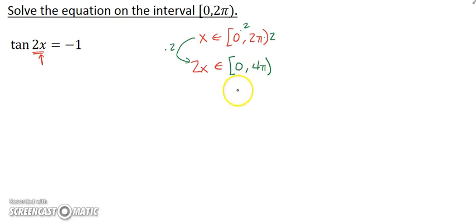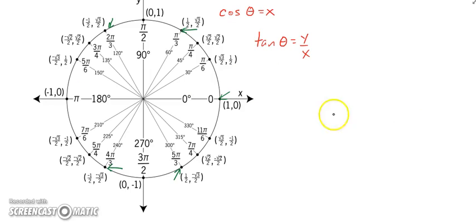So what I need to figure out is where on the unit circle the tangent is negative 1. And I need to look on 2 trips around the unit circle. I need to look from 0 to 4 pi. So here's my unit circle. I want to know where the tangent is -1.